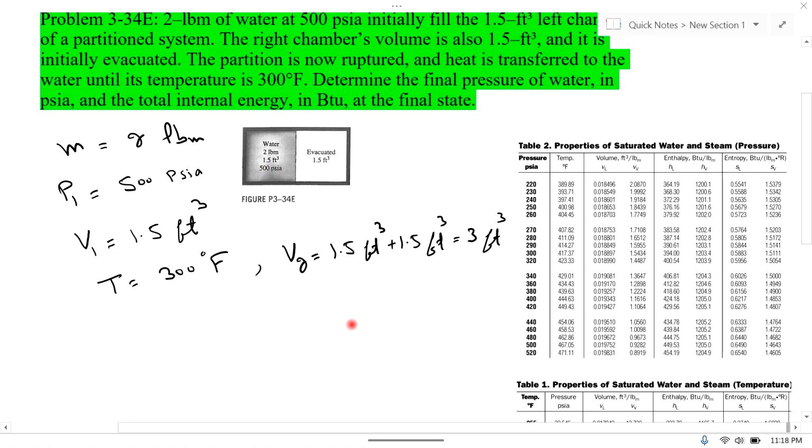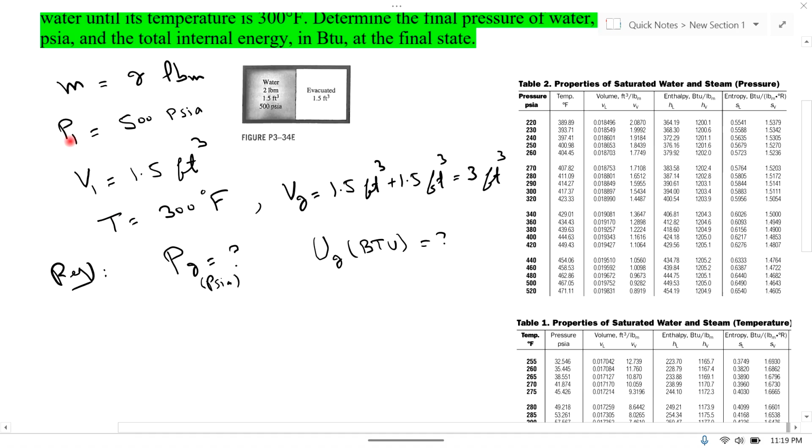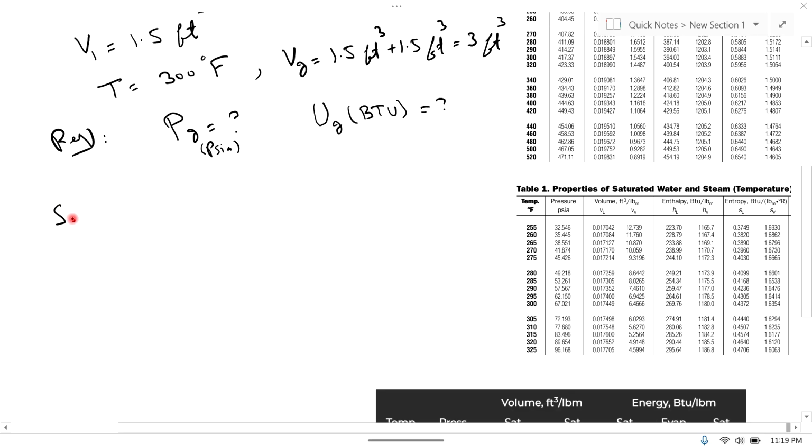Determine the final pressure of water in psi. Required is to find the final pressure P2 in psia, and the total internal energy in the final state U2 in the unit of BTU. Here P2 is in the unit of psia. Now we start the solution.